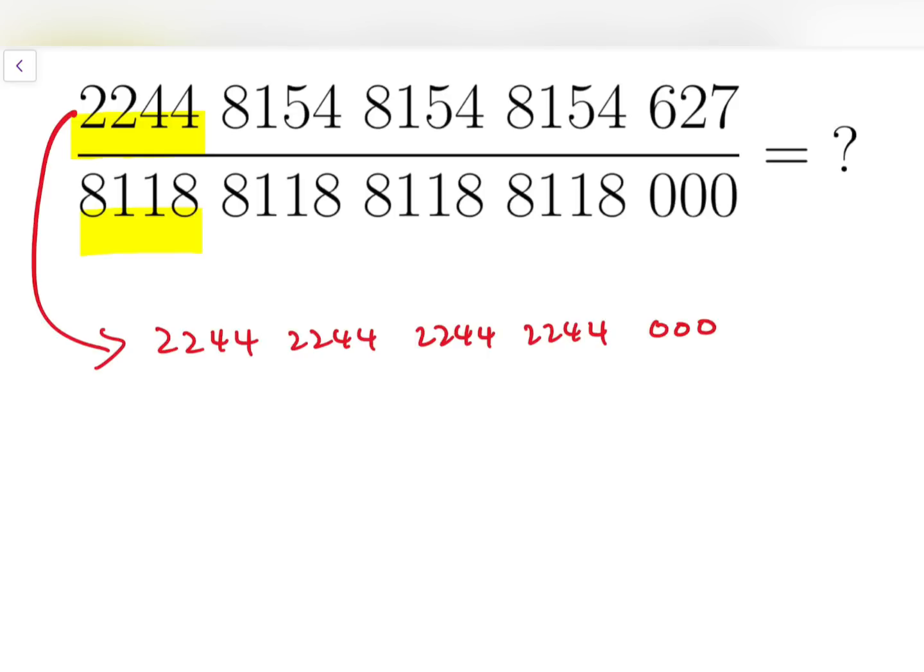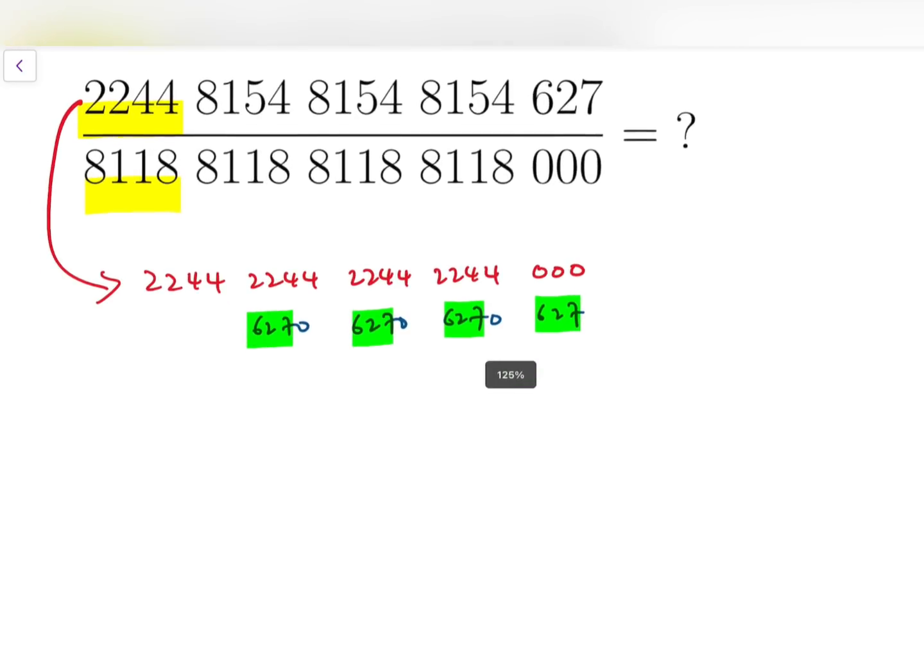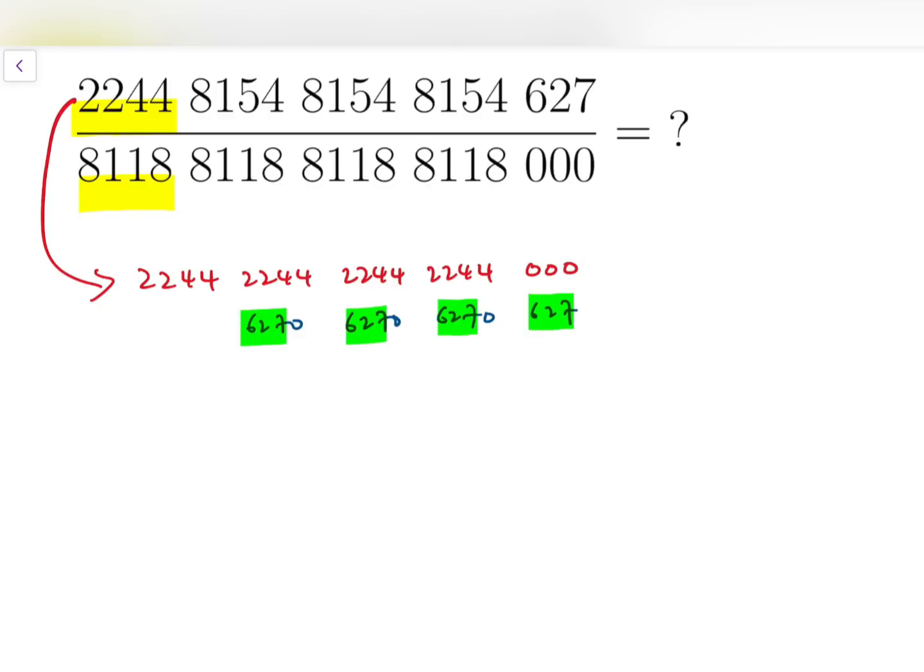So subtracting, you will notice that the difference is starting from the second block, 6270, and then this block repeats 3 times, and finally we have 627. And perhaps that's the design of this problem. This number repeats, so it seems we are on the right track. Now, to further make use of this split, I'm going to rewrite that into some kind of a factorized form.